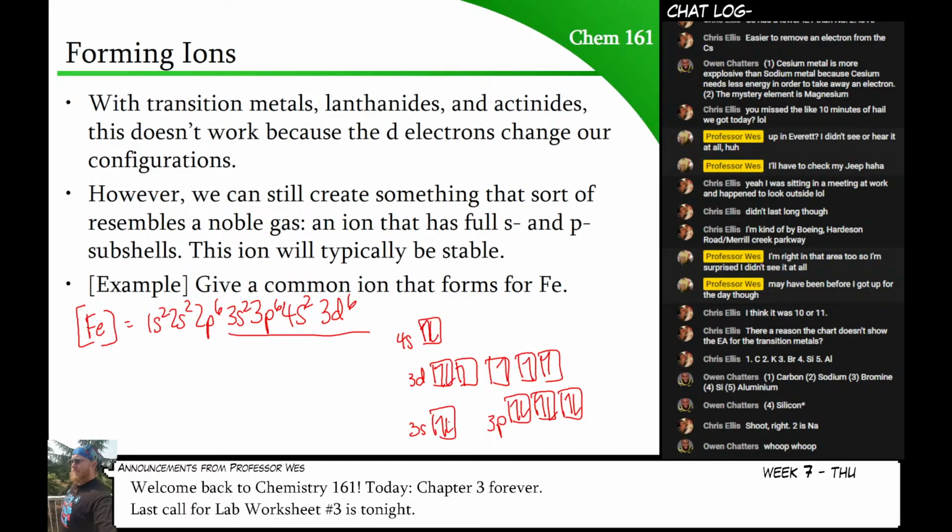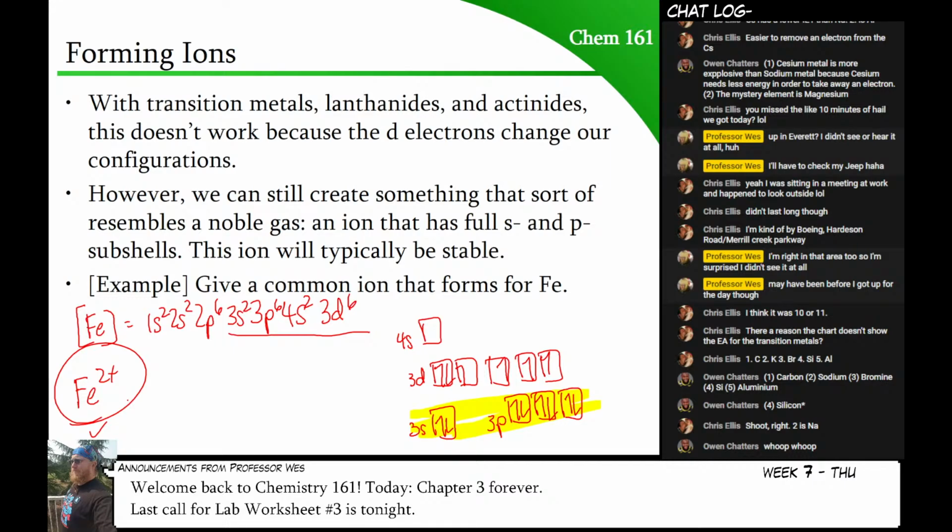So the first thing that we can do is we can say, okay, well, if I get rid of these, I now have a full n equals 3 valence layer. So I would predict that Fe2+ is common. And it totally is. Iron 2 is one of the most common forms of iron.